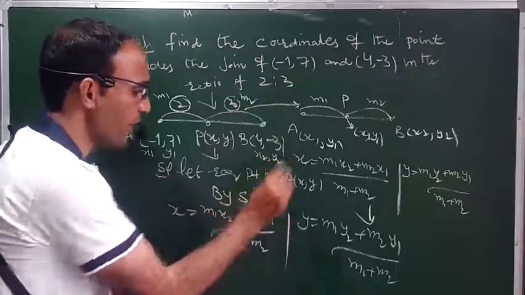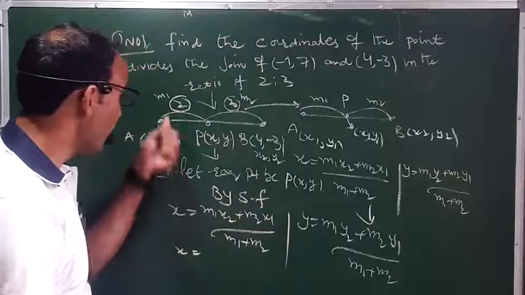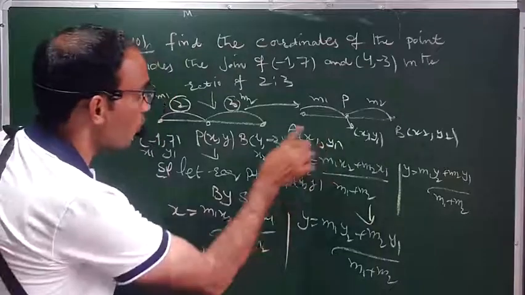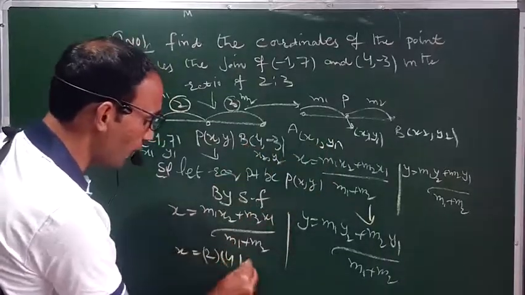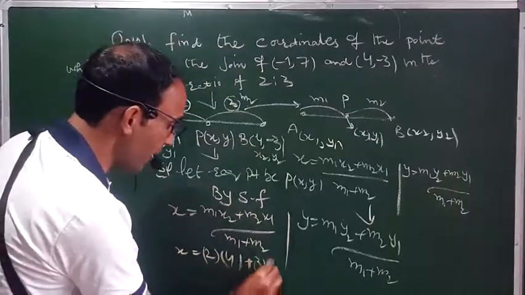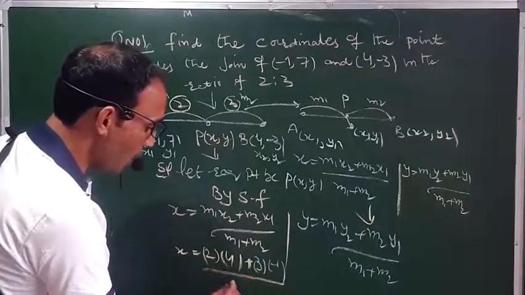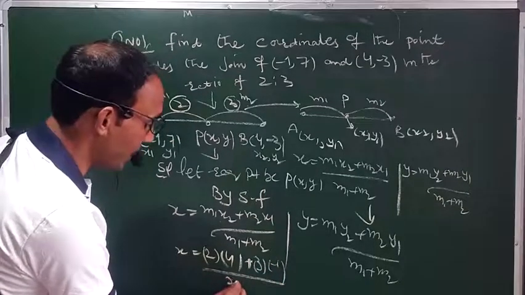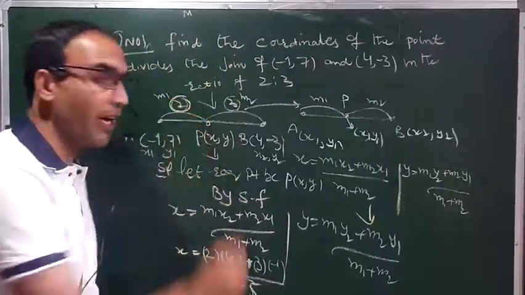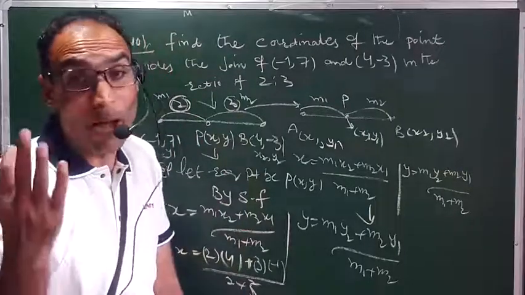Now what is the value of m1? Dear students, that's 2. What is the value of x2? That is 4 plus what is the value of m2? That is 3, and what is the value of x1? That is minus 1. अपॉन में क्या लिखोगे? अपॉन में लिखना है dear students 2 plus 3. What is the value of m1? m1 का वैल्यू जो है that is 2 and the value of m2 is 3, so the denominator is 5. Now we will simplify this.